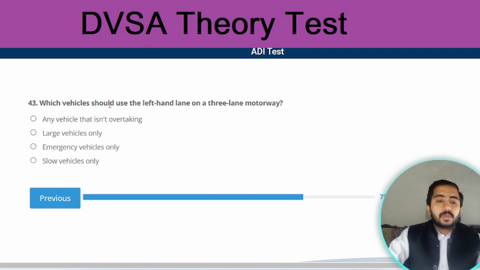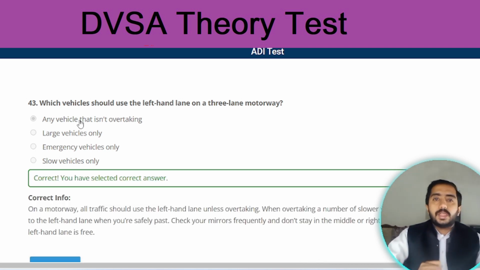Which vehicle should use the left-hand lane on a three-lane motorway? For the three-lane motorway, you need to use any vehicle that isn't overtaking. Option A is the correct option. Next question.